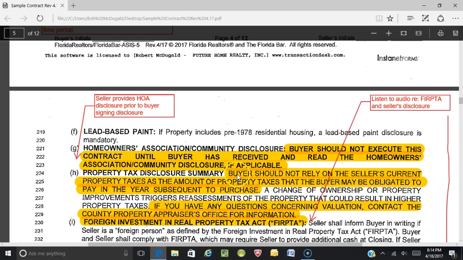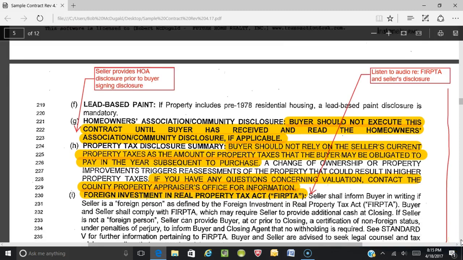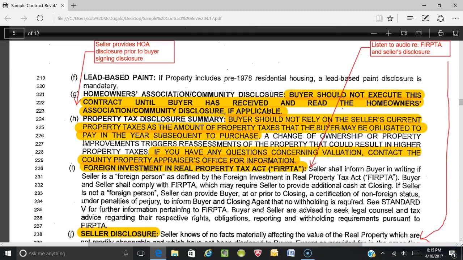Property tax disclosure summary. Buyer should not rely on the seller's current property taxes as the amount of property taxes the buyer may be obligated to pay in the years subsequent to purchase. A change of ownership or property improvements triggers reassessments, and that could result in higher property taxes. If you have any questions concerning valuation, talk to the county. By the way, reiterate one more time: do not let them hear this from you. You send them to the county. Hey, you guys can go check this out on your own.